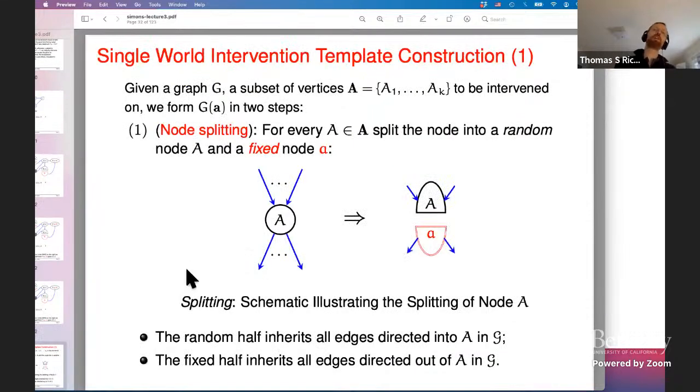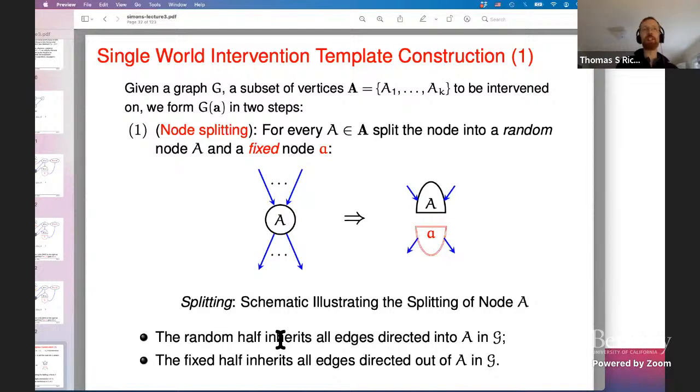So let me tell you the general strategy here. I'm going to give you a graph and a set of treatment vertices to be intervened on. Then we're going to form the graph G of A in two steps. In the first step, each treatment node is going to be split. So in the previous case, that was A and B. We split those into a random half and a fixed half.